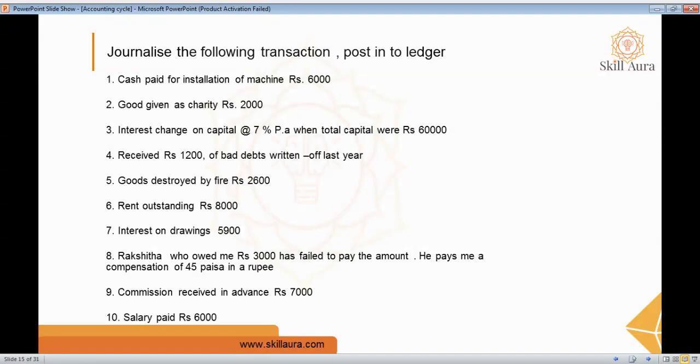Here, the first one is cash paid for installation of machine, 6,000. So the transaction was: expenses account 6,000 was debited and the cash account, that is 6,000, credited. So here there will be two types of account. One is the cash account and the expenses account.